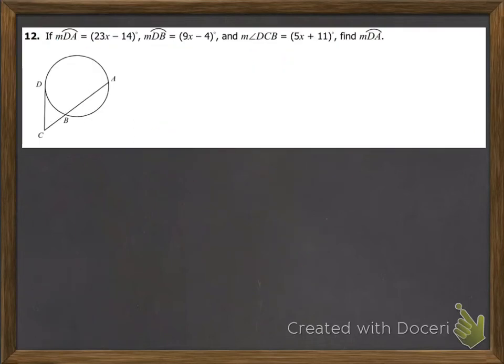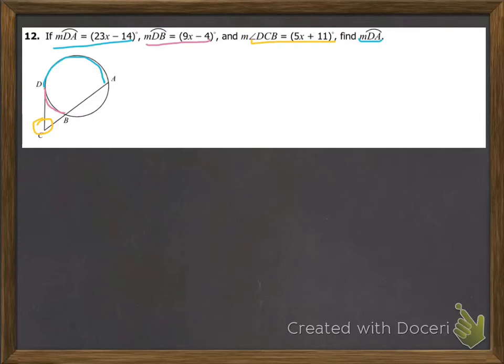Now we're looking at number 12 here. So once again, let's plug everything in. So DA is going to be that arc right there. DB is this arc down here. And then they give us the angle DCB, which is right here. That's going to be 5x plus 11. And we actually need to find the measure of the arc DA. So underline that in blue once again.